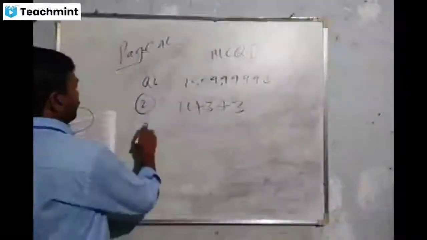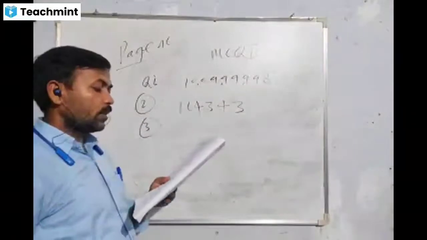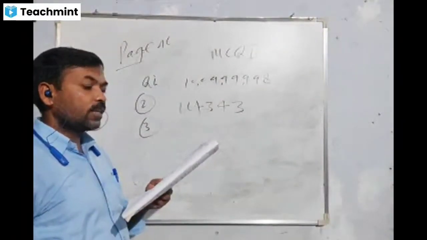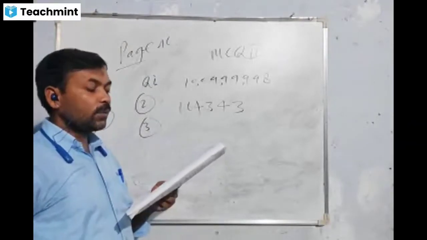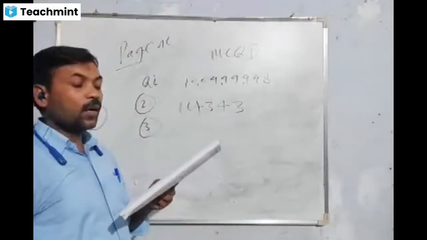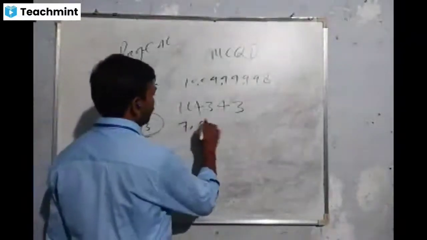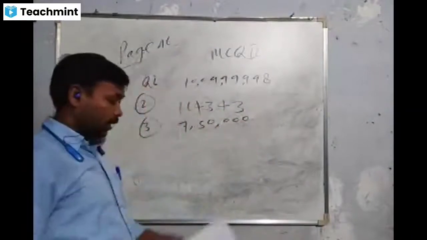And third, which of the following numbers is 250,000 less than 1 million? If you subtract 250,000 from 1 million, you will get 7,50,000. The answer is 7,50,000. That is, the last option is correct.